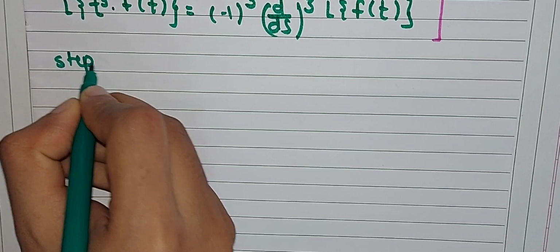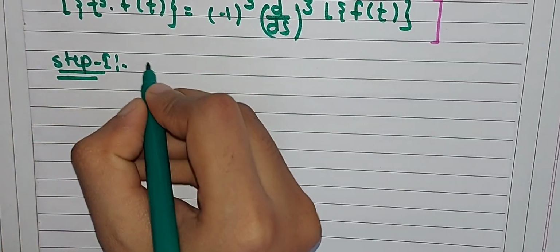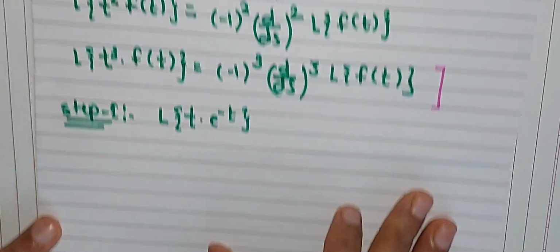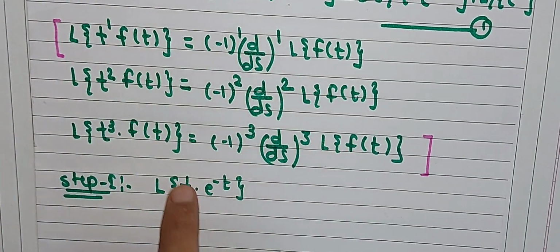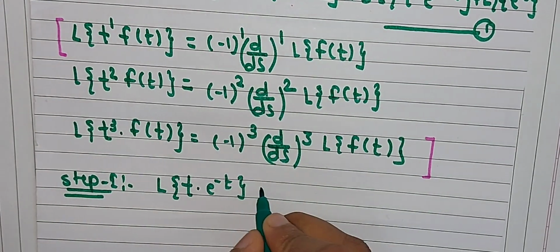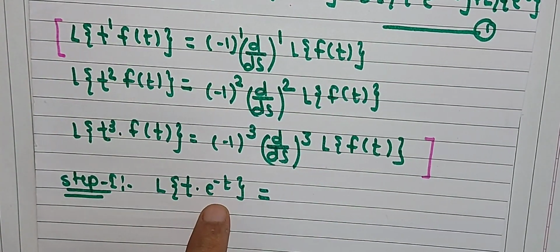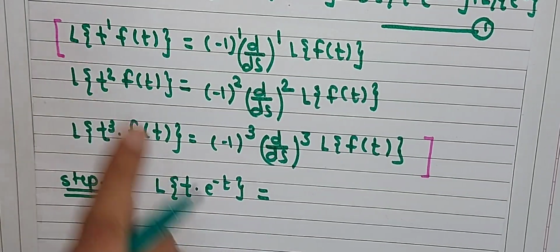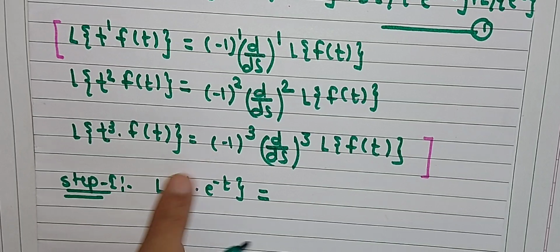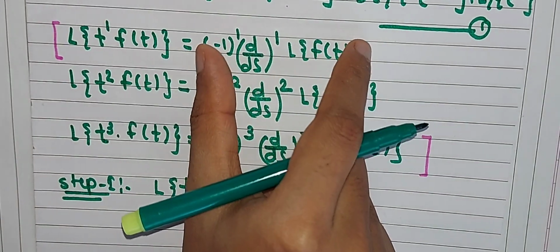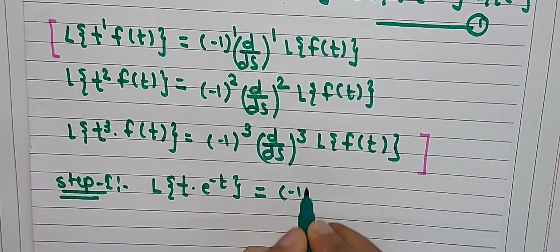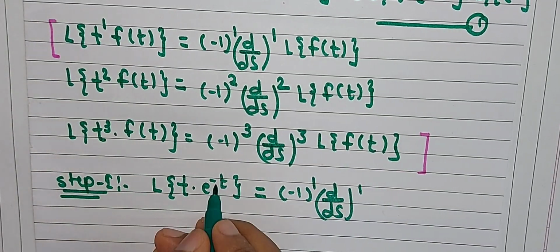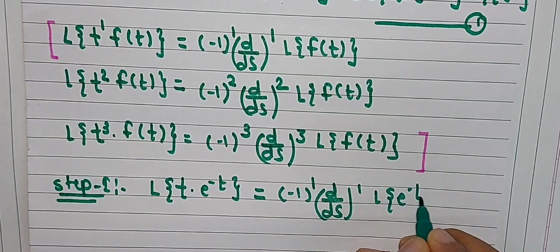Okay, so for that purpose just consider this first part, therefore my step number 1 will be, find the value of Laplace transformation of t into e raised to minus t. Okay, and with the help of this first formula we can write this Laplace transformation as, here f(t) is e raised to minus t, that is strictly a function of the t variable. This is t, that is t raised to 1, and apply Laplace on this function, then we will have this formula, that is minus 1 raised to 1, d by ds raised to 1, and apply this Laplace on e raised to minus t.